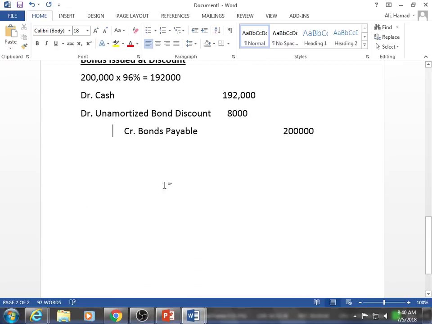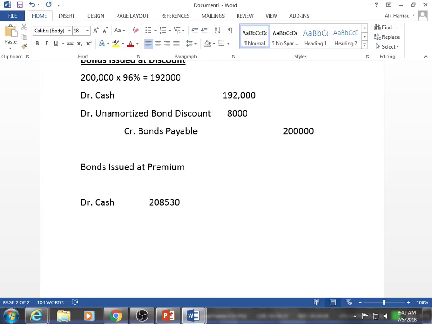In this case, bonds issued at premium. Let me write the title here. Bonds issued at premium. We're going to debit cash for how much? The amount of cash is 208,530 dollars.